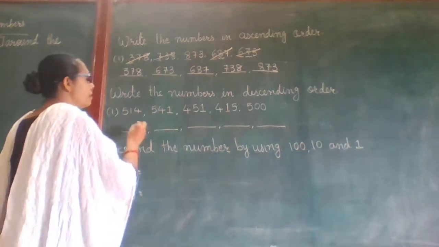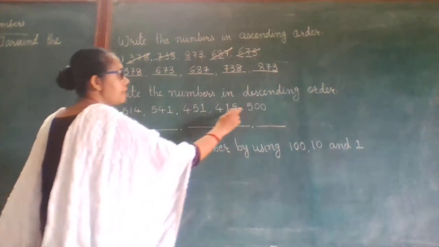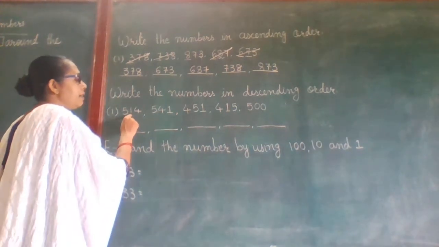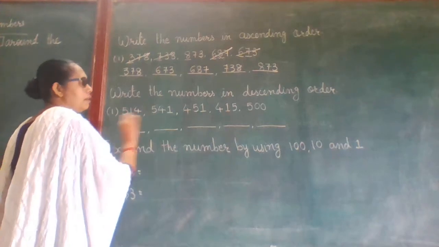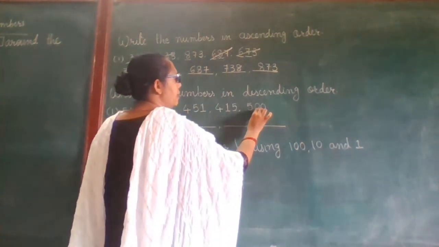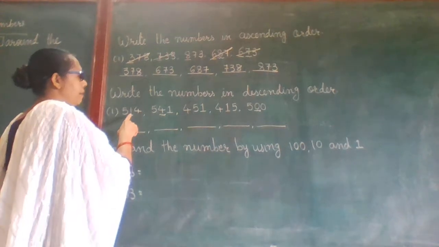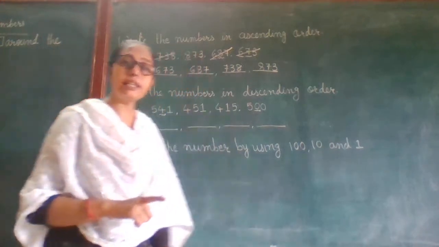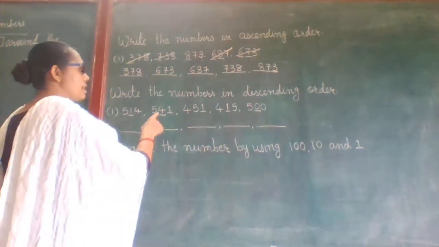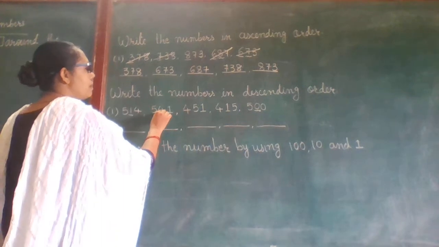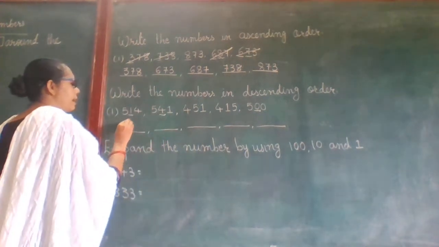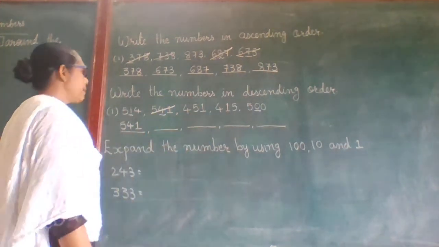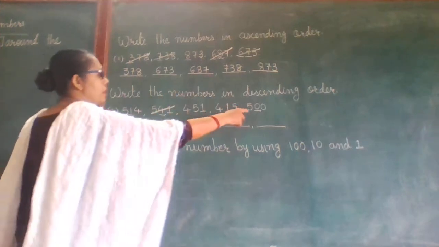So between 5 and 4, 5 is the bigger. But we have 3 numbers that have 5 on their hundreds place. So we have to check their tens place. Here 1, here 4 and here 0. So we compare them 1, 4 and 0. Among 1, 4 and 0, which one is the biggest one? Yes, 4 is the biggest one. So this number is the biggest number. We have to write it first, 541, and cancel it.